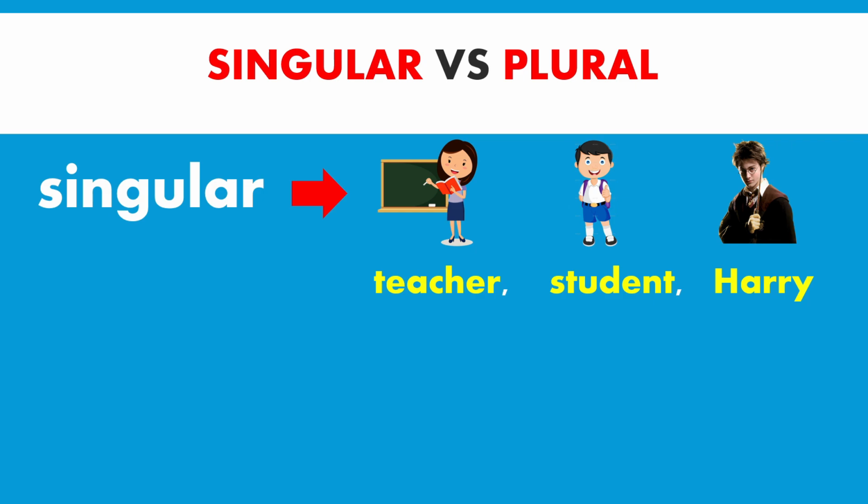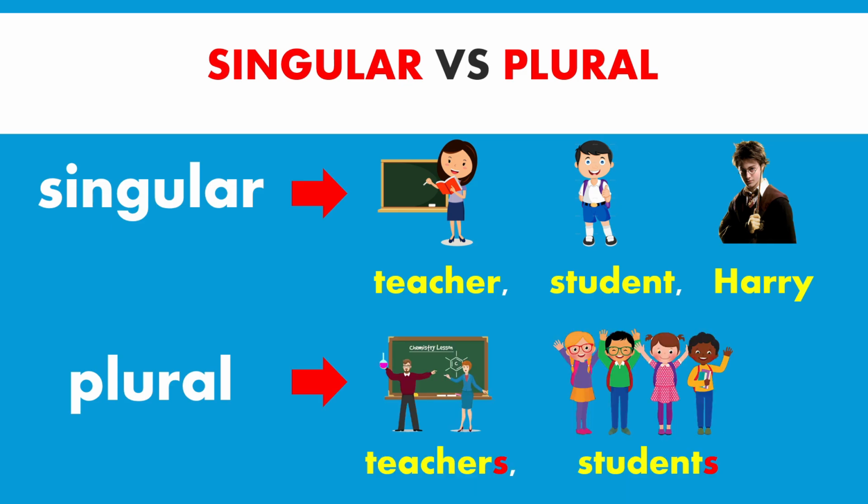How many people can you see for each group here? For teacher, there's only one. For student, there's only one. And for a proper pronoun, there's only one, which is Harry, whereby for plural, we just have to add s at the back. If teacher goes to plural, it becomes teachers, and student becomes students. So it's more than one. In English, anything that is more than one will become plural automatically.